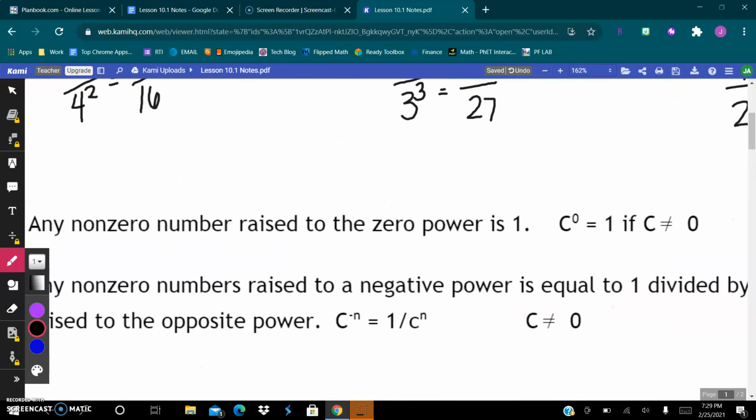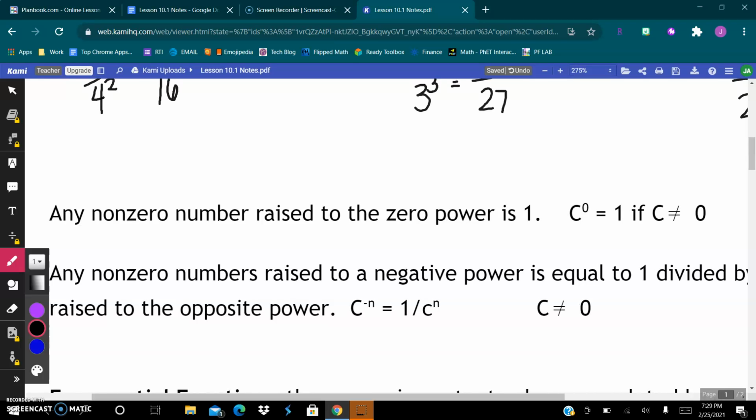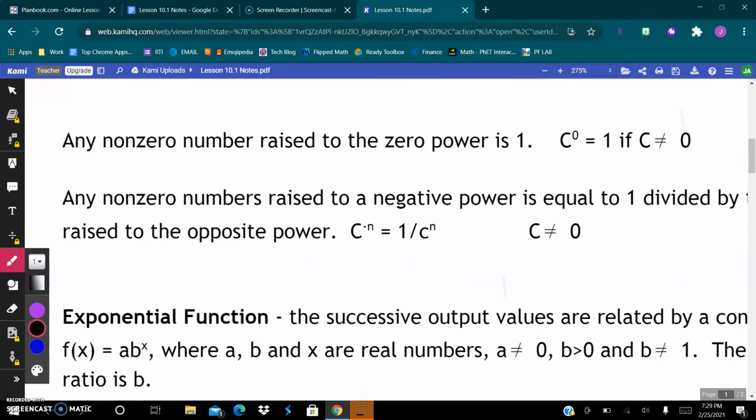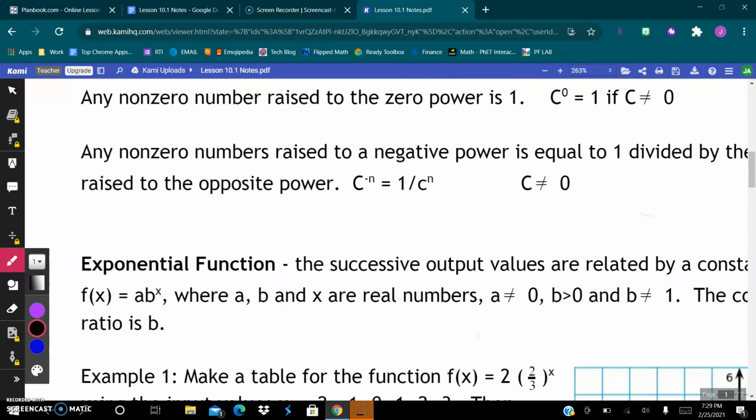All right, here is the one I was talking about, the 0 power. Any non-zero number, so that means any number that's not 0, raised to the 0 power is 1. So for an example here, I have c to the 0 power equals 1, as long as c is not 0. So it can be -5, it can be a million, it could be 84, it could be anything. Raised to the 0 power, the answer is 1. So anytime you see that, it's automatically 1.